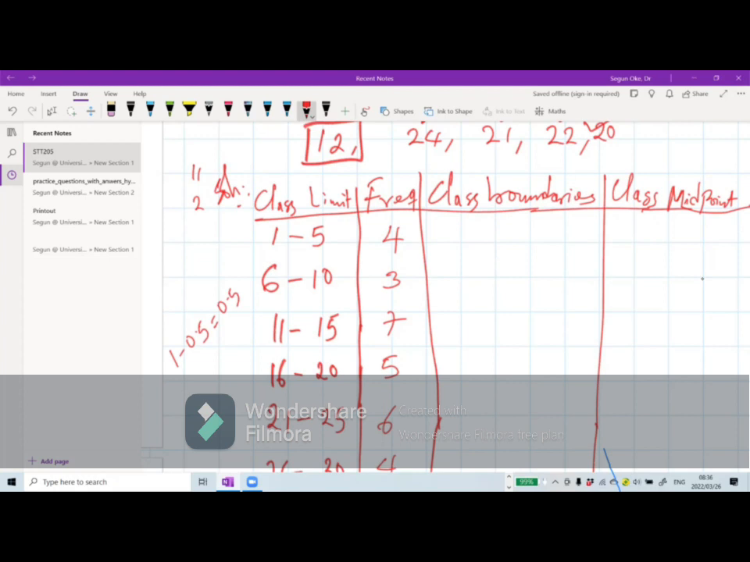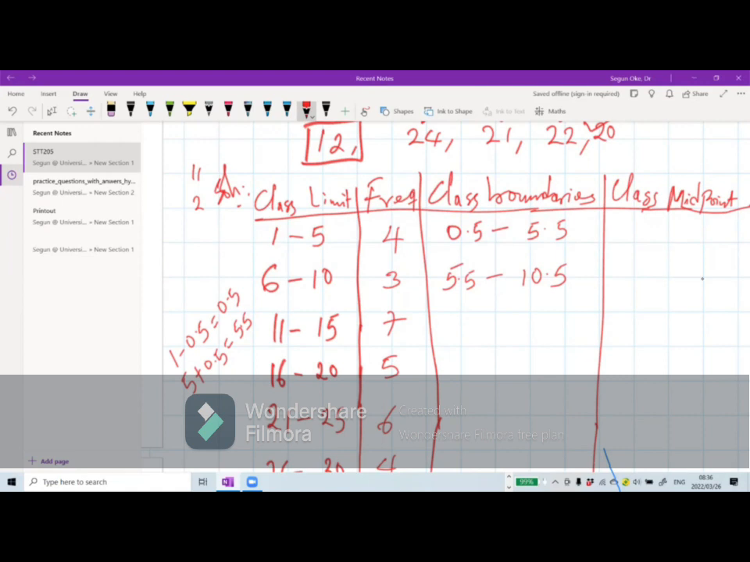Yes, sir. 5 plus 0.5 is 5.5. So 1 minus 0.5 is 0.5, to 5.5. So 6 minus 0.5 is what? 5.5, to 10.5. You will discover that what is the upper limit here will be the lower limit of the next class.